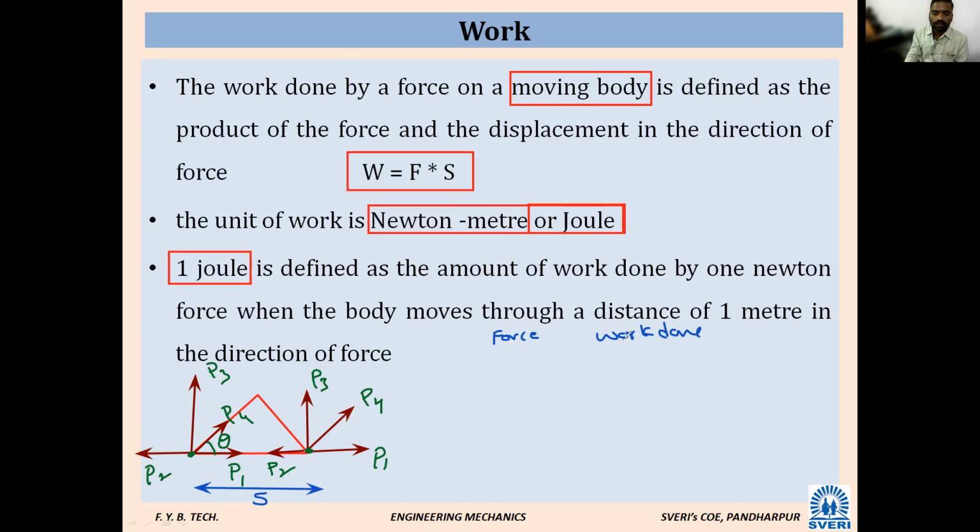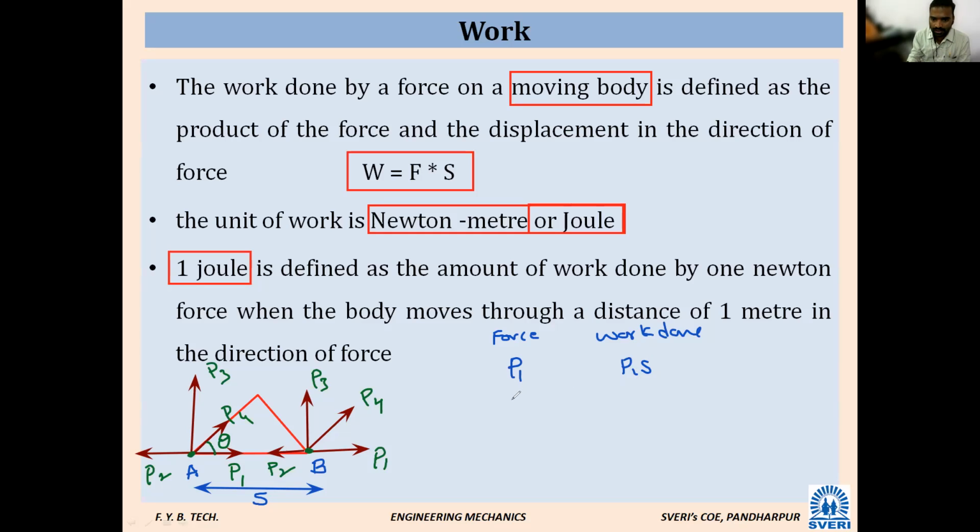See, initially the object is at point A. After application of the force, the object has moved to point B. But what is the distance? I have to calculate the work. Because of P1, the force I am taking is P1. Along P1, what is the distance from A to B? Along P1 it is S. So how much is the work done? Work done is equal to P1 into S. Is it correct? Yes, this S is along the direction of P1.